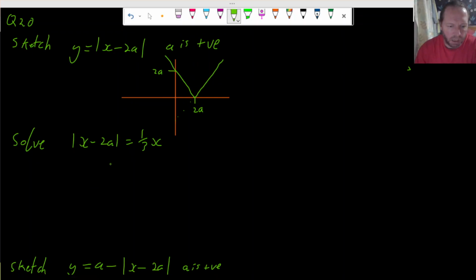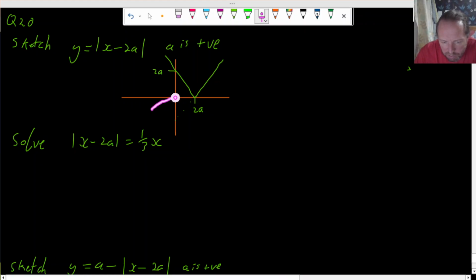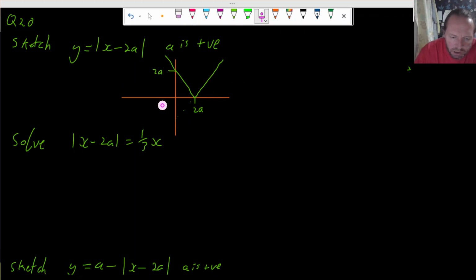Part B. Where does this equal solve? x minus 2a is equal to a third x. What does a third x look like? Well, using the graph, just to get an idea, as this comes across here, we're going to be coming across there at a third, aren't we? So it does have two solutions, one on this part of the graph, one on this part of the graph. So we can set it up as two equations, one for the positive, one for the negative.